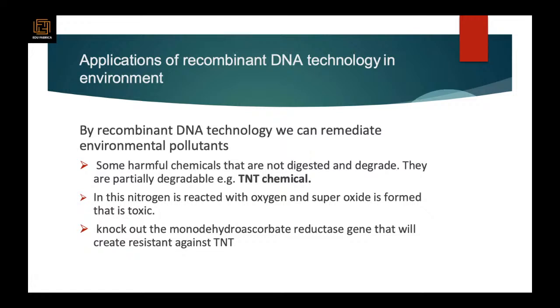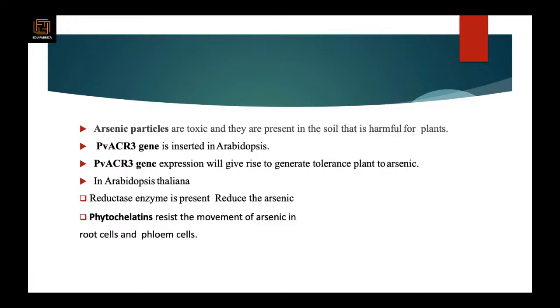In this, nitrogen is reacted with oxygen, and a superoxide is formed that is toxic. Knockout of the monodehydroascorbate reductase gene will create resistance to TNT in that case. You can have arsenic particles that are very toxic and present in the soil, which are harmful to the plants. So PvACR3 genes are inserted into Arabidopsis, and expression will give rise to a plant tolerant to arsenic. In Arabidopsis thaliana, a reductase enzyme is present to reduce the arsenic, and phytochelatins are present to remove the arsenic from the root cells, resisting the movement of the arsenic in the root cells and phloem cells also.